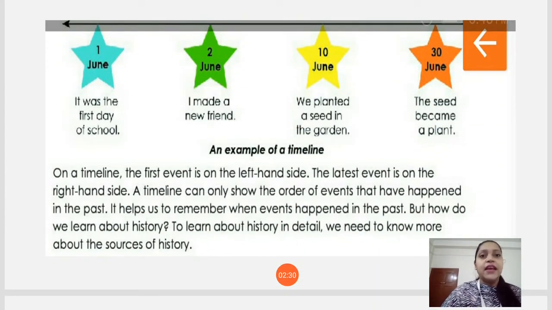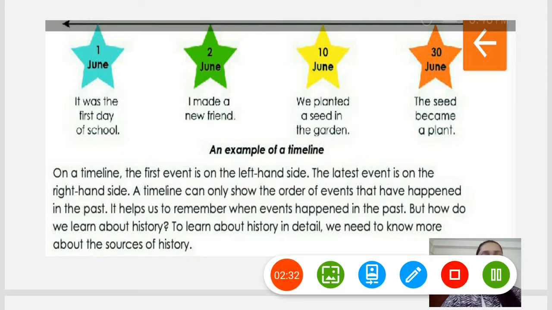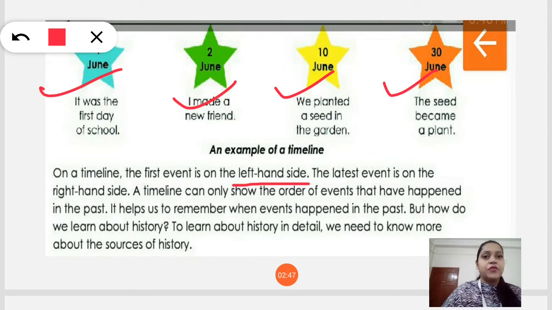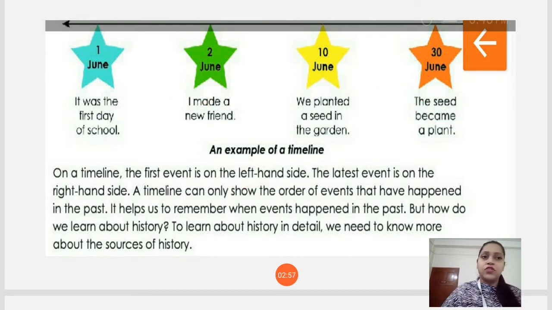You can see on the timeline, the first event is on the left hand side. Then the next event will come, and similarly up to the latest event. Like it's given here, it was the first day of school, then I made a new friend on 2nd June, we planted a seed in the garden, the seed became a plant. So from the first event to the latest event, the events will come one after another.